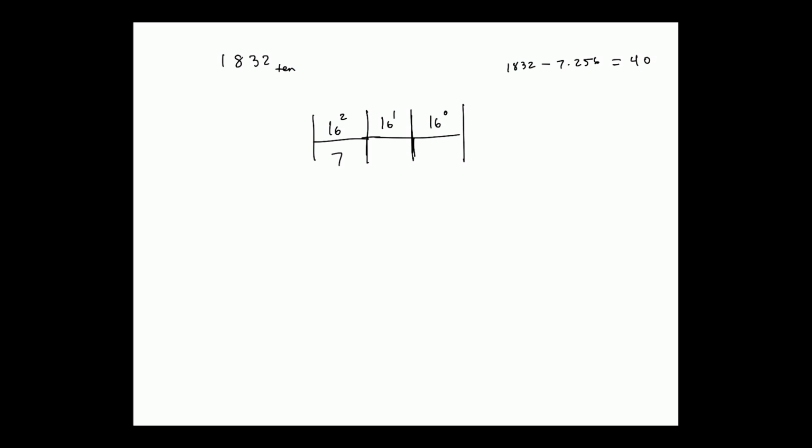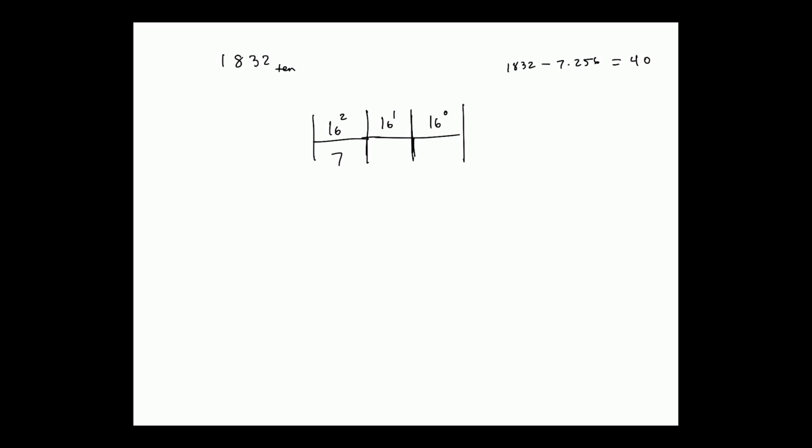All right, so continue. What now? How is that 40? Well, I used my calculator. 1832 minus 7 times 256. Yes. And why 7? Because it went in 7 times with some remainder. Okay. So we've got 40 left, and we just continue this process.